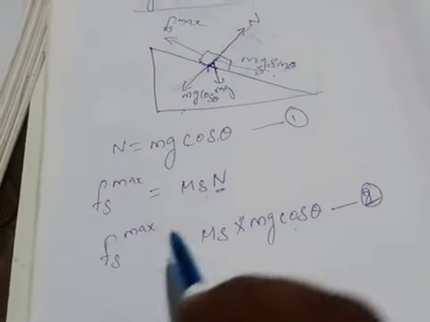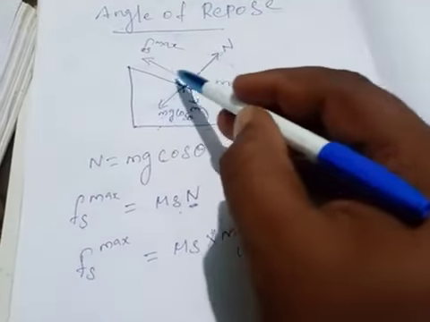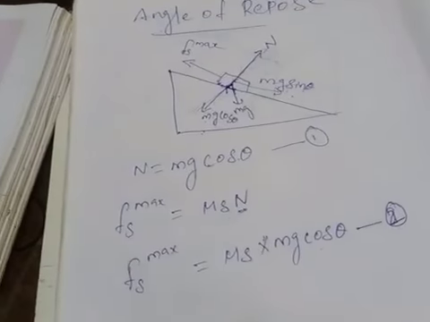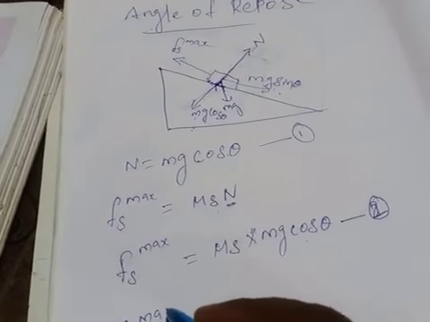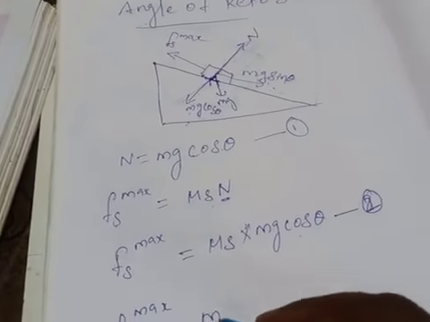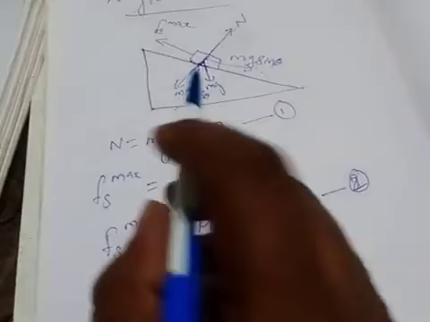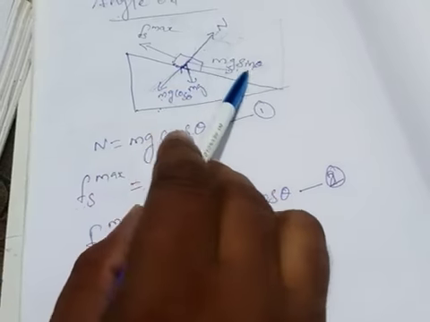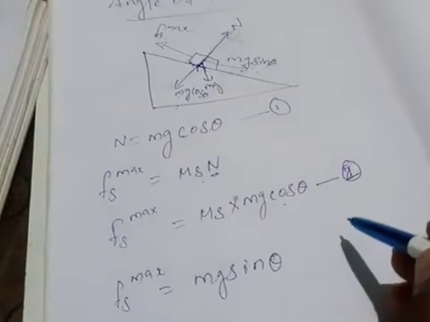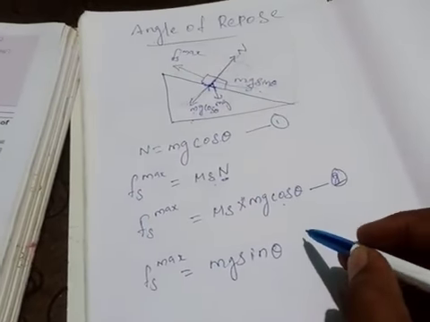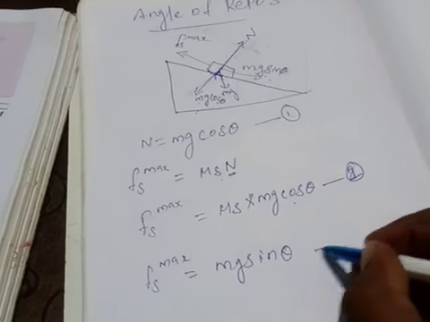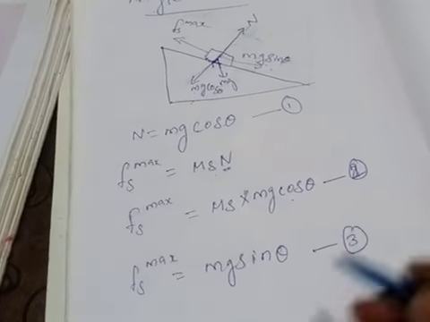Now you see this direction, what is happening? So Fx maximum is equal to mg sin theta. That also we can take from this diagram. In this direction, Fx maximum is equal to mg sin theta. So this you can keep as equation 3.